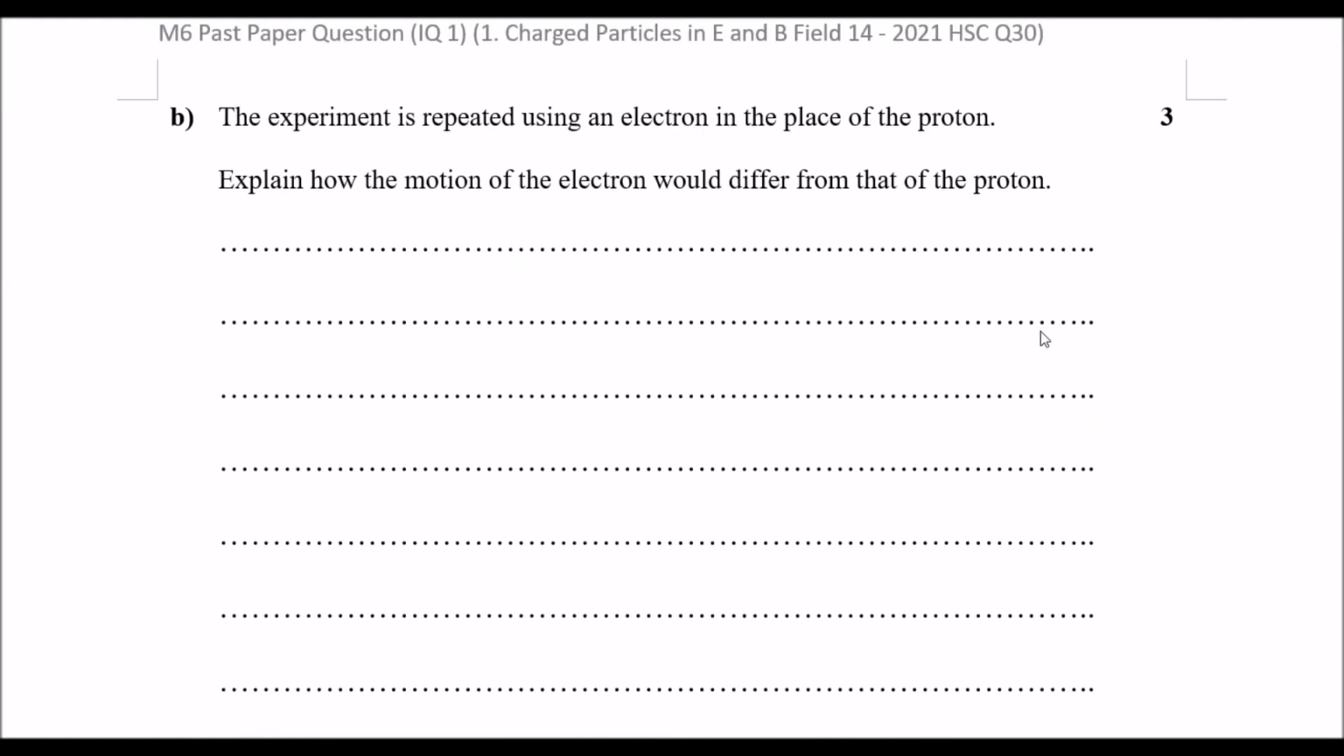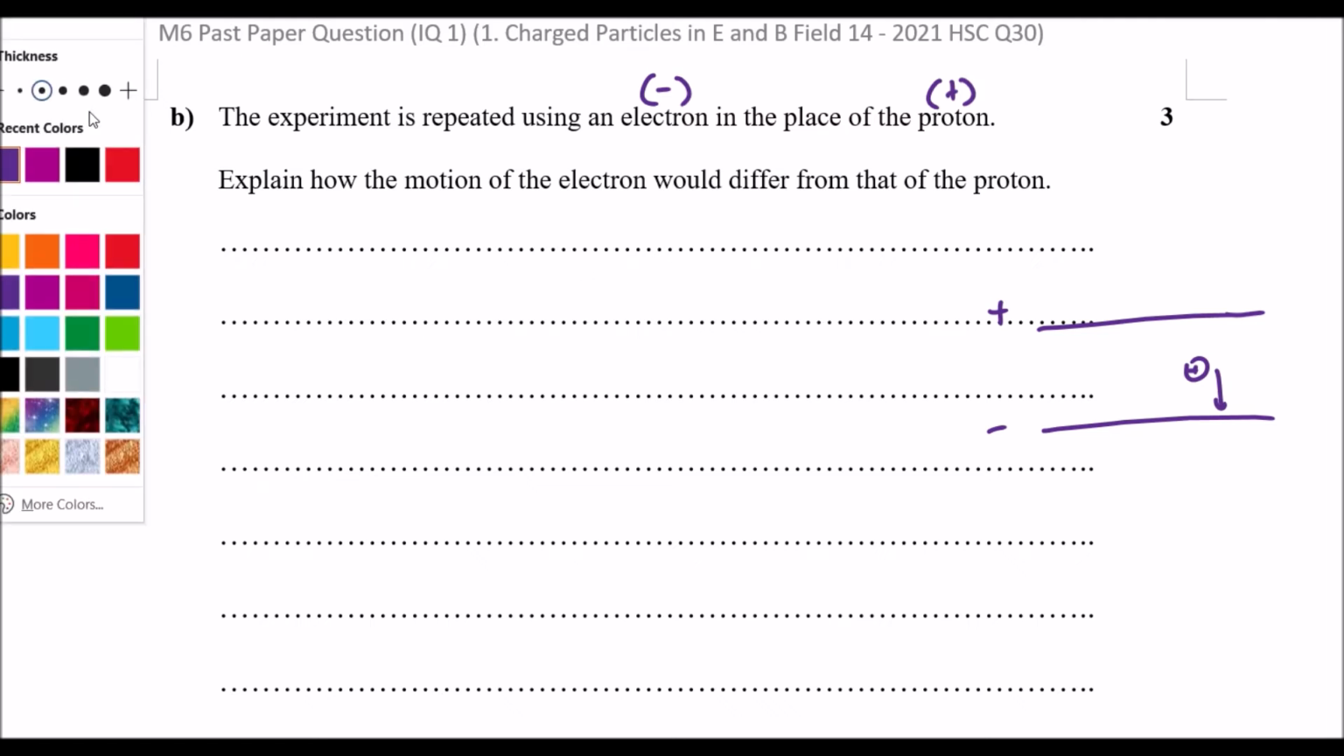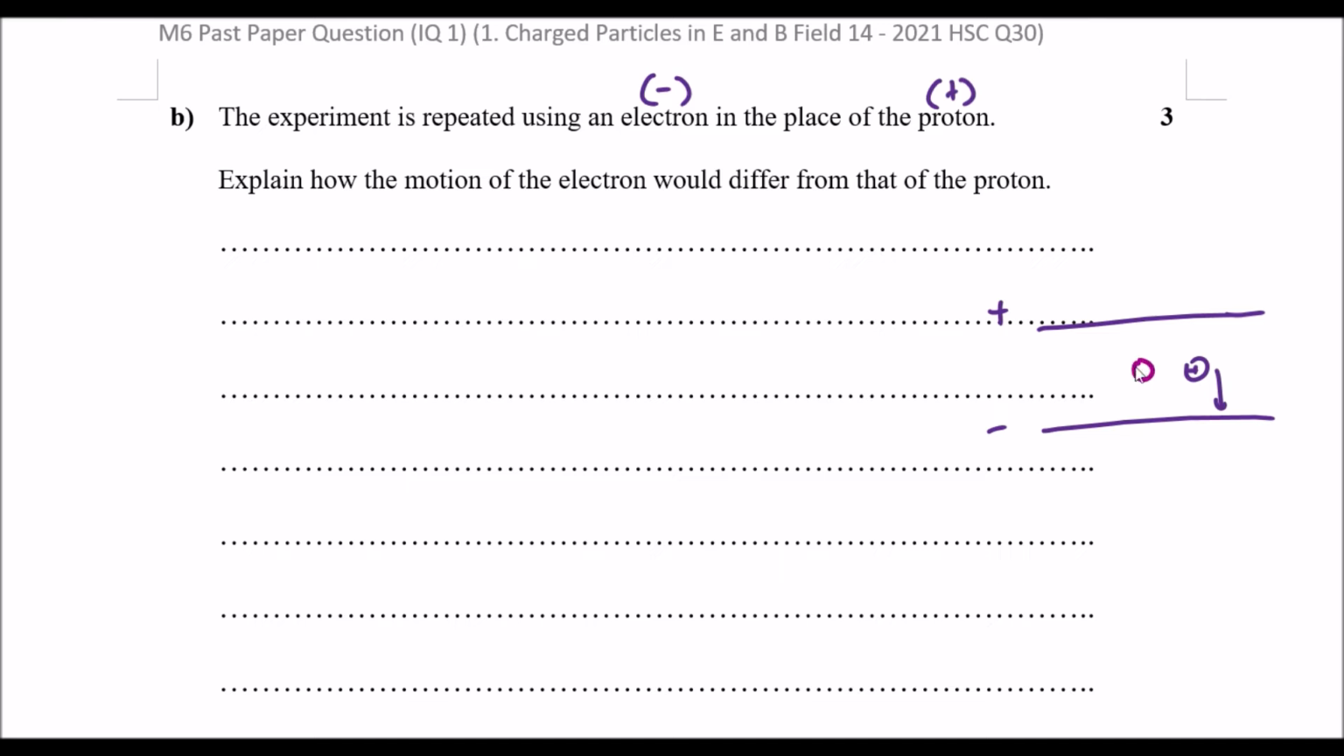It says the experiment is repeated using an electron in the place of a proton. Now, the first thing we can say is a proton is positive, an electron is negative. So we can already say it's moving in the opposing direction. So I'll just redraw the chart that we had. We had the positive side at the top, or at least the plate. We have the negative side at the bottom. So if we have a proton, which is here, it is going to go downwards, and change color to represent an electron, it's going to go up. So that's one difference that they will have in motion. Because they have different opposite charges, they're going to go in the opposite direction.